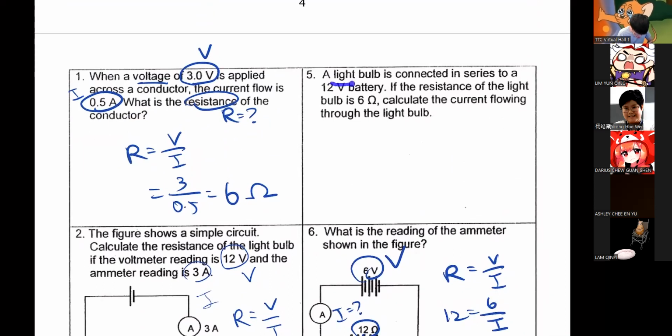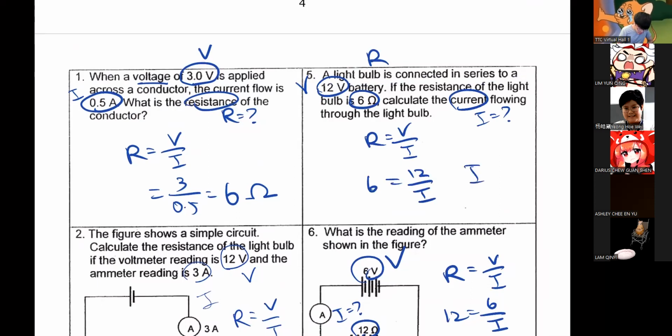Okay, next, number 5. A light bulb is connected in series to a 12-volt battery. So this is the V. Resistance is 6 ohm. Calculate the current. So R equals V over I. 6 equals 12 over I. So I equals 12 over 6. That will be 2A. Okay, that's it. I'll let you check the answer for a while. Please make sure you get everything.